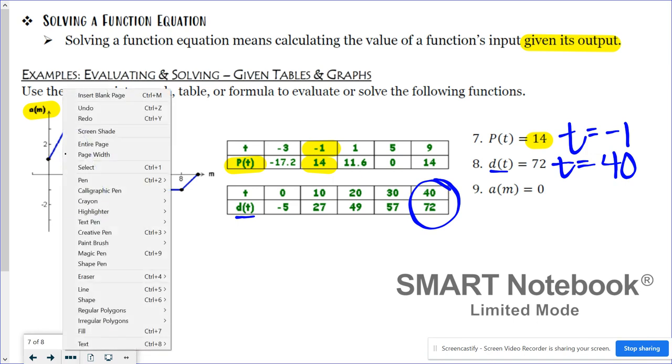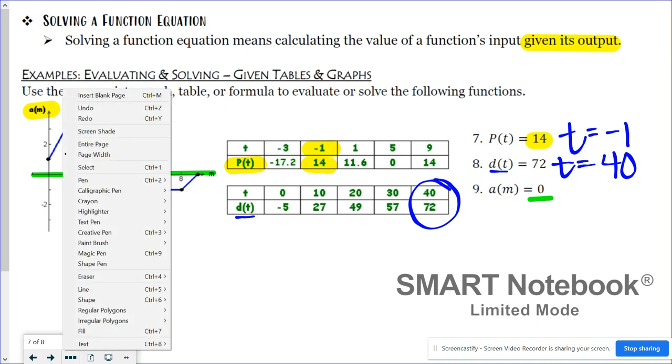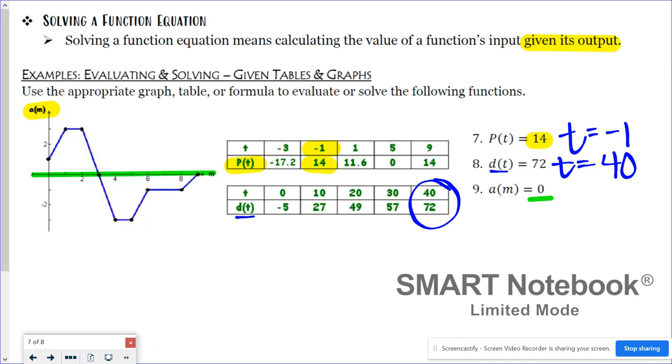Whenever I'm solving an equation using a graph, I like to draw a horizontal line through y equals 0. So this green line is the horizontal line representing y equals 0. How many times does it cross or intersect our function graph? You are correct. There are 2 places where it crosses or intersects the function graph. It happens right here when x is 3, and it happens right here when x is 9. So number 9 has 2 solutions. One of them is m equals 3, and the other one is 9.